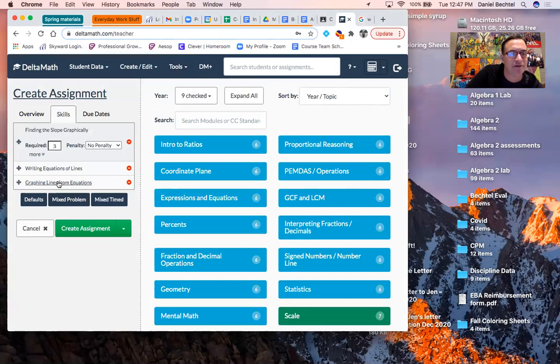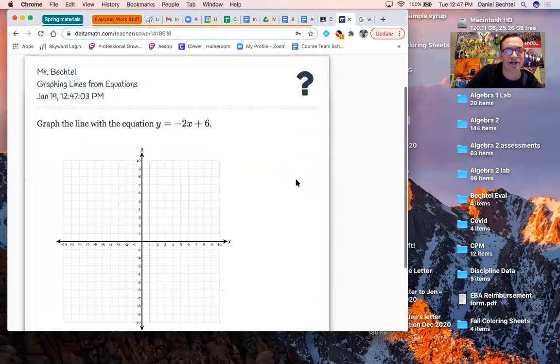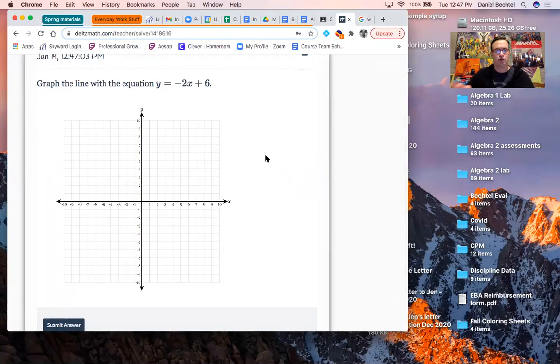We're going to be writing the quick graphing lines from equations. It's going to look just like this. And this is what we're going to be going through. So when we're talking about graphing the line with this equation, we've got to go through the same process that we went through just a second ago to make sure we see what's going to happen.